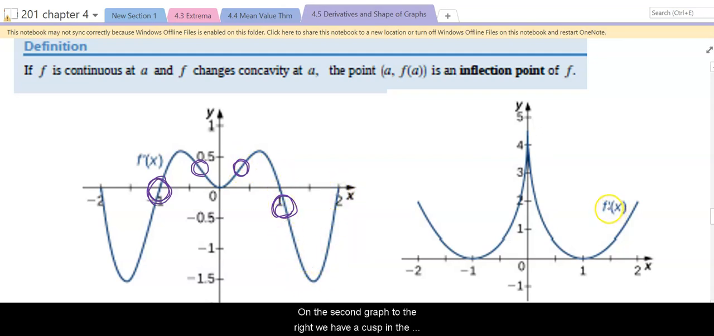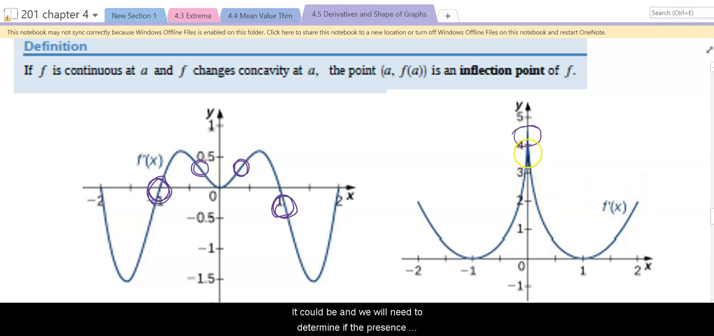On the second graph to the right, we have a cusp in the graph occurring when x is 0. Notice that we have a curvature which is concave up on the left of the cusp and concave up on the right of the cusp. Notice that this does not change and does not occur in the graph on the left. On the left, we are clearly going from concave up to concave down, to concave up, to concave down, to concave up. We do not have two sections that go concave up, concave up.